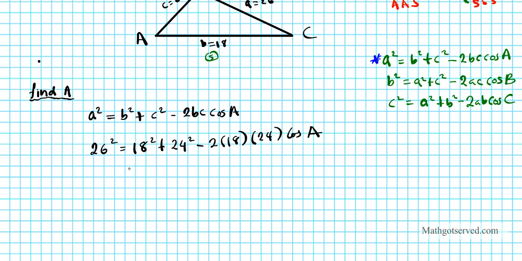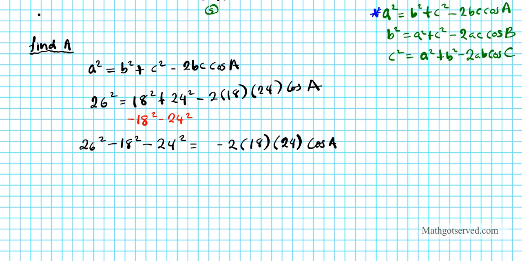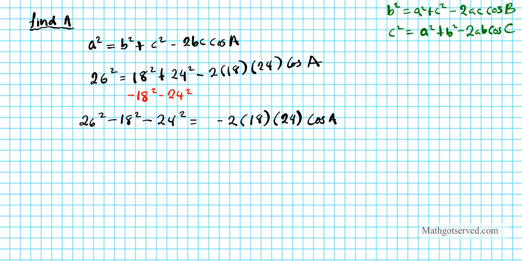So what I'm going to do first is subtract 18 squared and 24 squared from both sides. So we'll have 26 squared minus 18 squared minus 24 squared equals negative 2 times 18 times 24 cosine A. Now to isolate cosine A, I'm going to divide both sides by negative 2 times 18 times 24. On both sides, negative 2 times 18 times 24, and then we're left with cosine A, because all of these divide out.